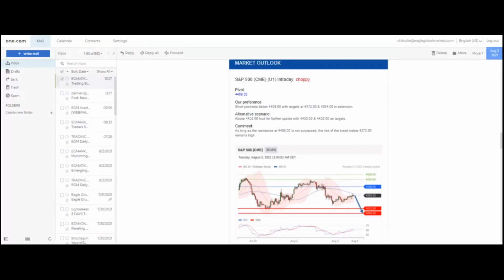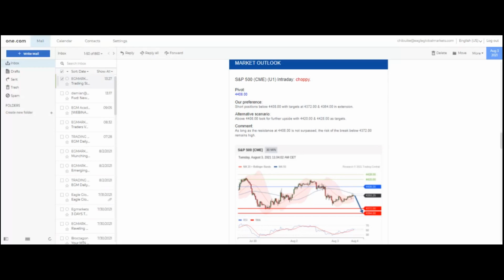From the preference, shorts below 4408 means if you go to your chart, which we will go to and see it, if price is below 4408, we want to be looking for selling opportunities. We want to look for opportunities to short that financial instrument. We want to look for opportunities to sell that financial instrument. That is what it basically means. That's their preference.